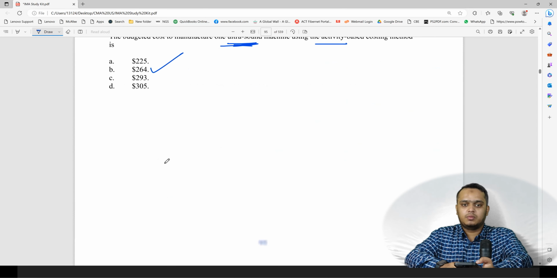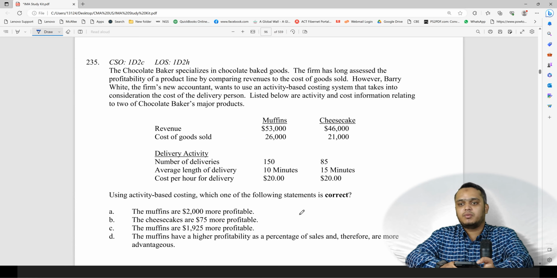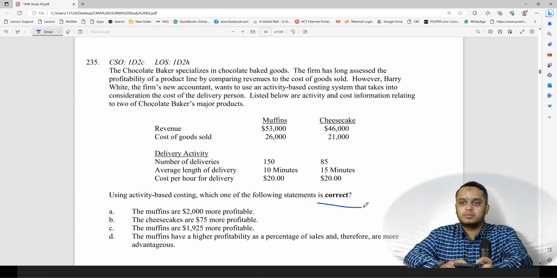Let's do one more. Now, using activity-based costing, which one of the following statements is correct? The chocolate baker specializes in chocolate baked goods. The firm has long assessed the profitability of a product line by comparing revenues to the cost of goods sold. However, Barry White, the firm's new accountant, wants to use an activity-based costing system that takes into consideration the cost of the delivery person. Listed below are the activity and cost information relating to two of the chocolate baker's major products.